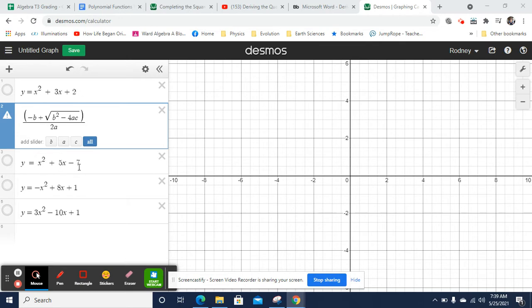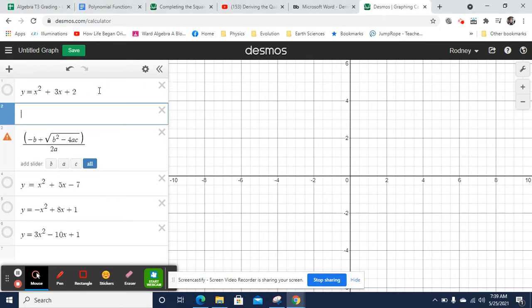Then I've got y equals x squared plus 5x minus 7, y equals negative x squared plus 8x plus 1, and y equals 3x squared minus 10x plus 1. These last three are not factorable by the methods we've used so far. They will need either completing the square, which is kind of clunky, or using the quadratic formula. So let's go to it.